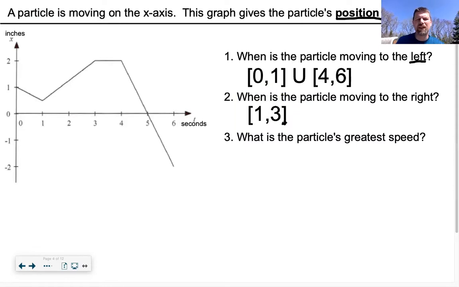What's a particle's greatest speed? All right, well, speed is the derivative, or velocity is a derivative of position, and speed is just the absolute value. So since derivatives give me slope, I'm looking for the steepest slope, which looks like that's the steepest slope. Notice it said what is a particle's greatest speed, not when does it reach its greatest speed. So I'm not going to say the interval, I'm going to actually say the speed. So I got to figure out what the slope of this line is. Let's see here, that looks like the point 4 comma 2.